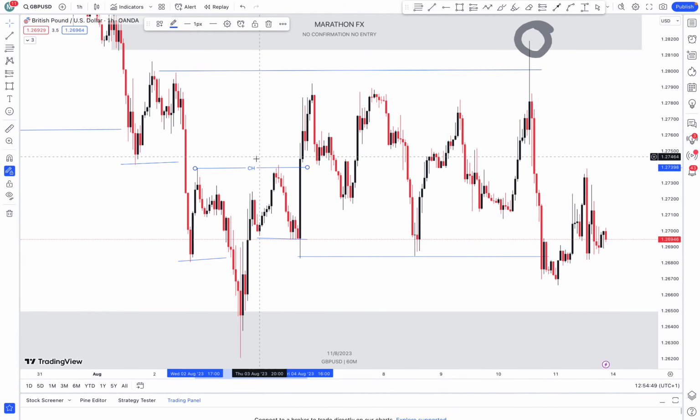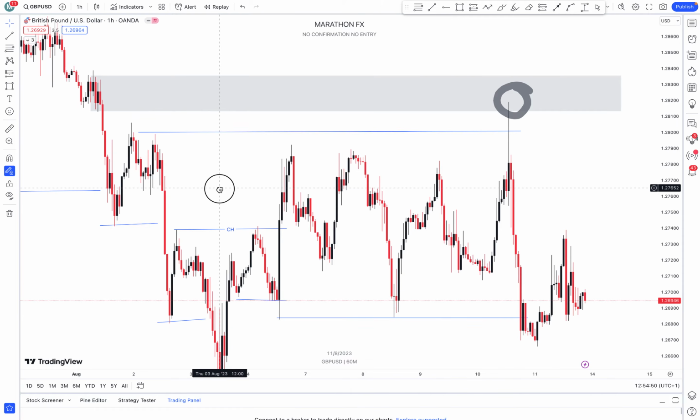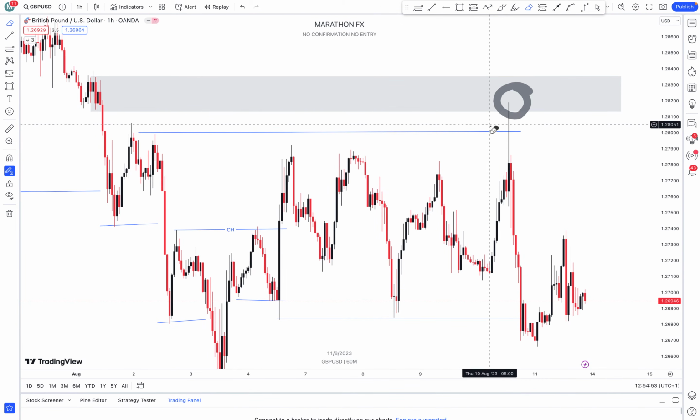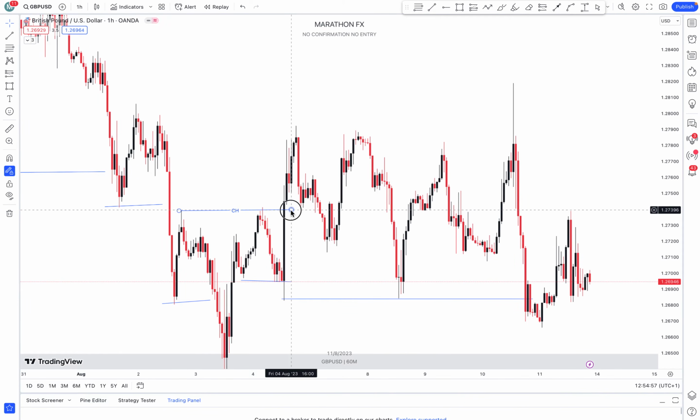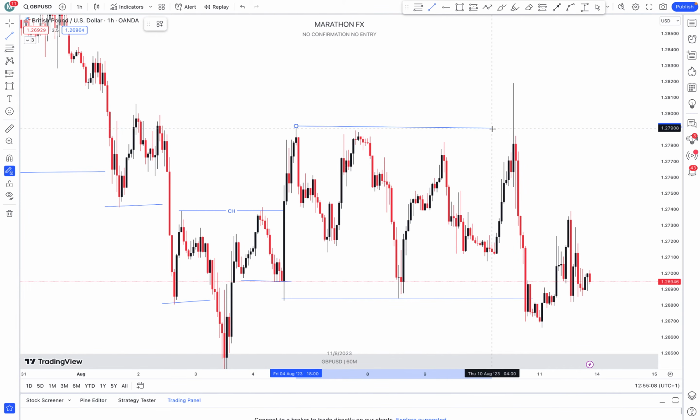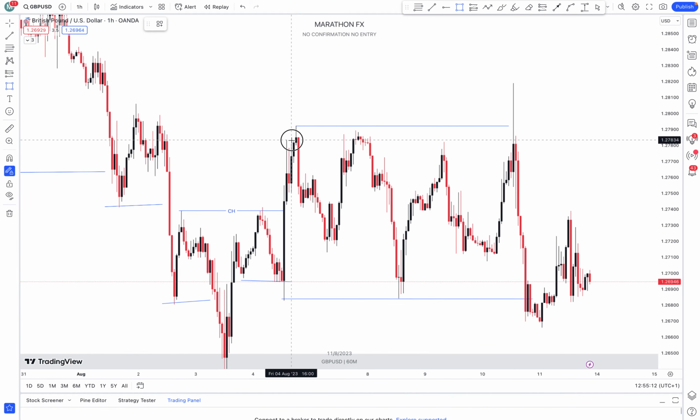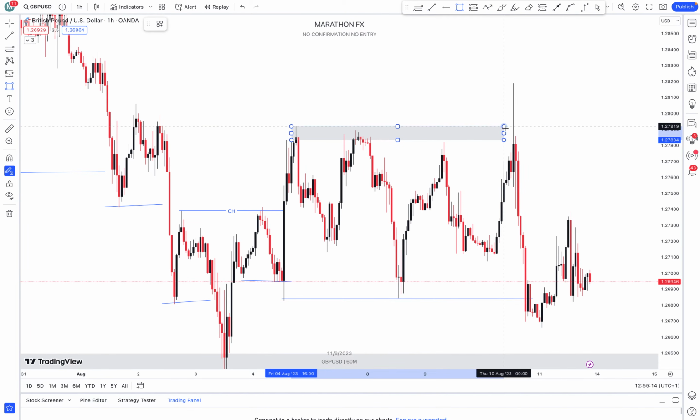I have a change in character here. Now, let me just take this out so that I still understand what I'm doing. So I have a change in character here. Clear change in character at that area. And what do I have here again? The structure was formed here, right? Structure was formed here. So as the structure was formed, price was rejecting that structure, struggling to break.